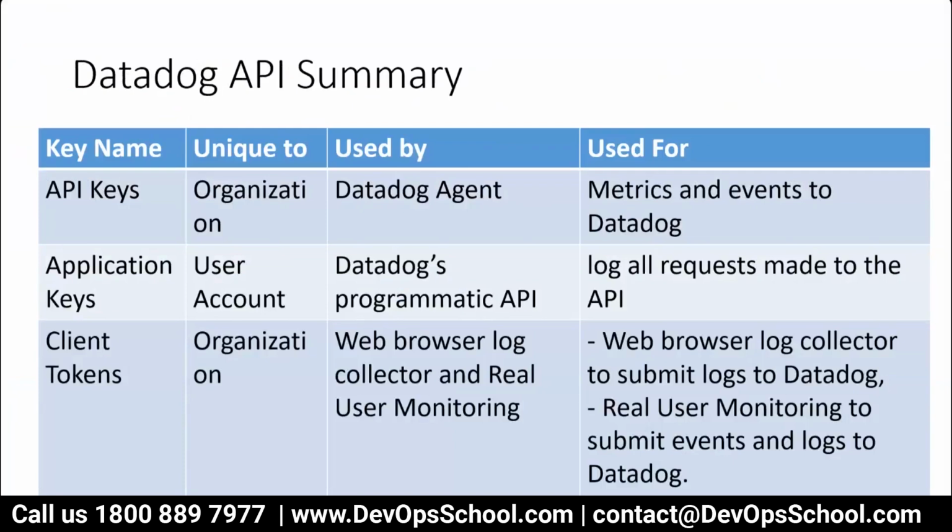Key name, API key: unique to the organization, used by the agent, used for metrics and events. Application key: unique to the user account, but used by Datadog's programmatic API and logs all requests made to the API. Everything you can do through the API. Client token: unique to the organization, primarily for the RUM user, the web browser log collector, and real user monitoring. So the web browser log collector submits logs to Datadog, and real user monitoring submits events and logs to Datadog. So guys, did you understand that, all of you?